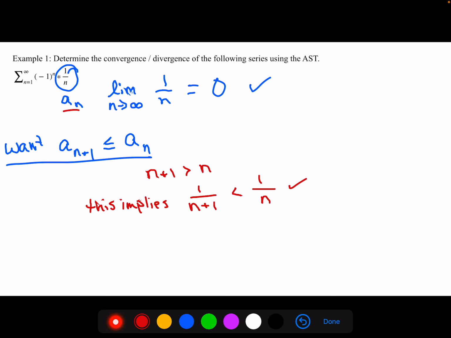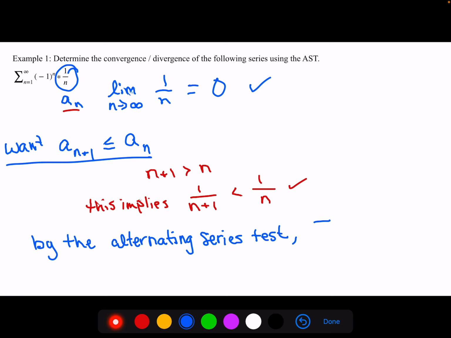So we can say, since both of these conditions are met by the alternating series test, the sum from n equals 1 to infinity of negative 1 to the n times 1 over n, or we could write this as the sum from n equals 1 to infinity of negative 1 to the n over n, converges.